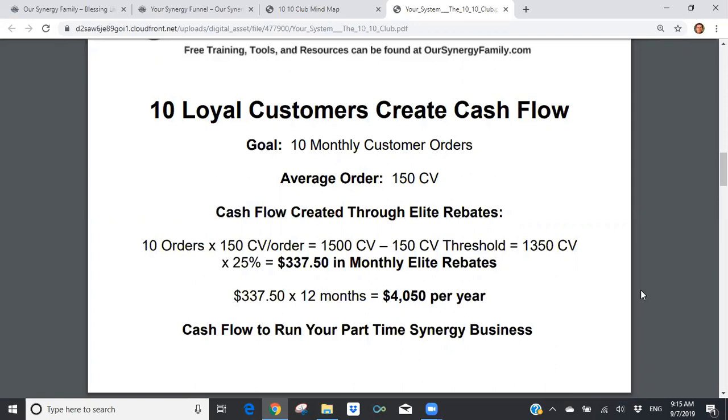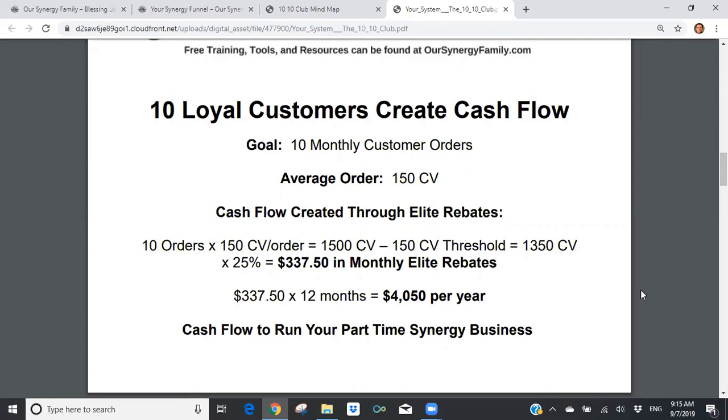Well, I don't need $1,700 to operate my Synergy business. So that means that most of that money that's coming to me through Synergy Worldwide and the Elite Rebates through my customer component of my Synergy business, the first 10 of the 10-10 club, I've expanded that 10 for myself personally well beyond 10 monthly orders. I've scaled it higher. My goal is to continue to scale it higher.